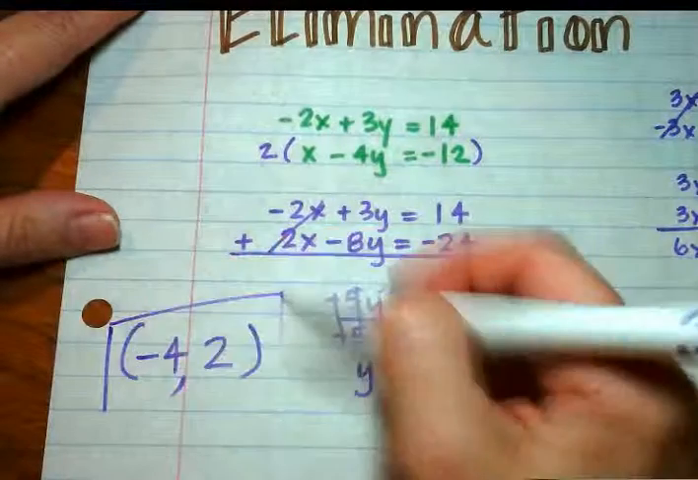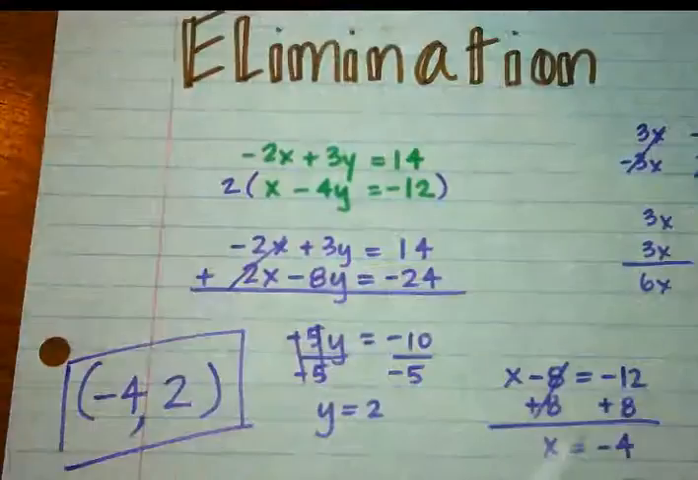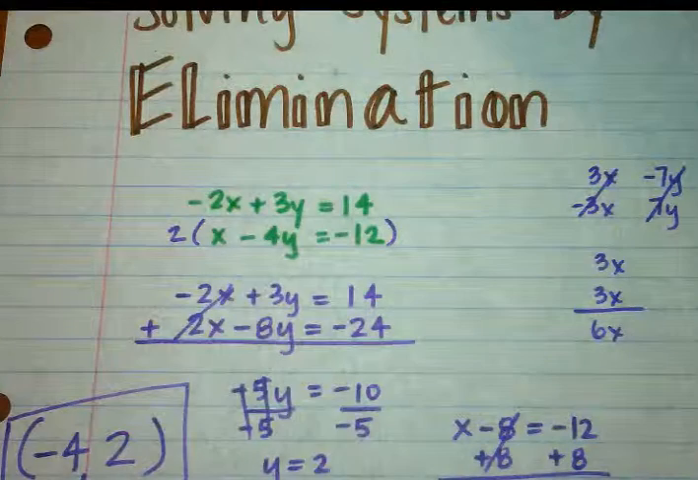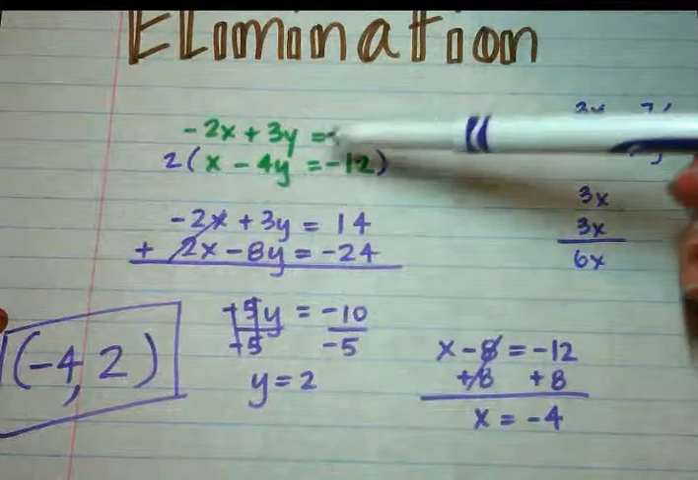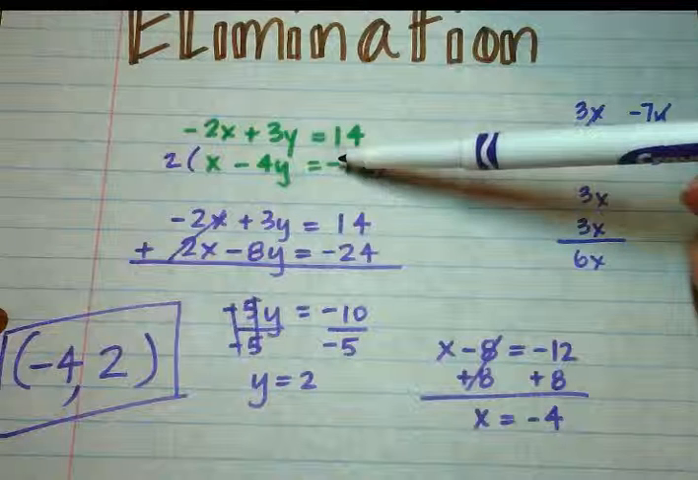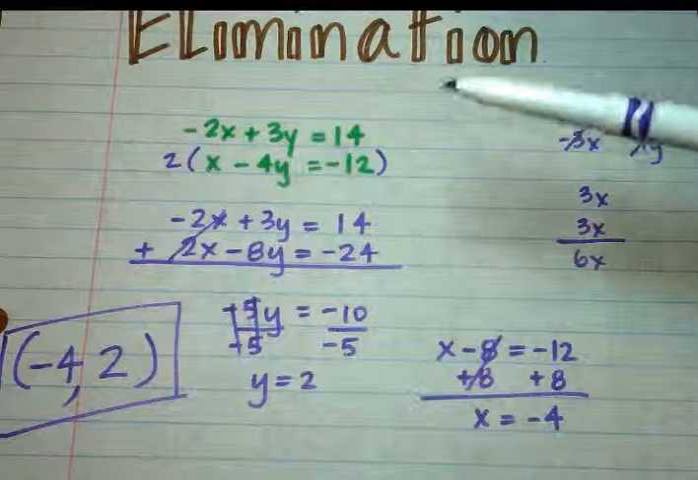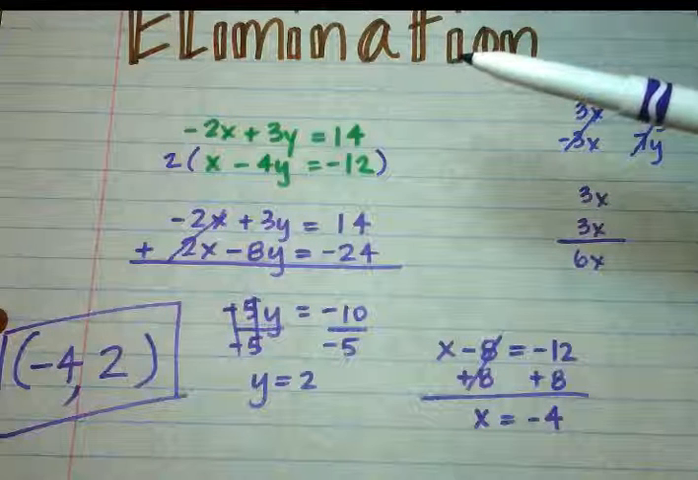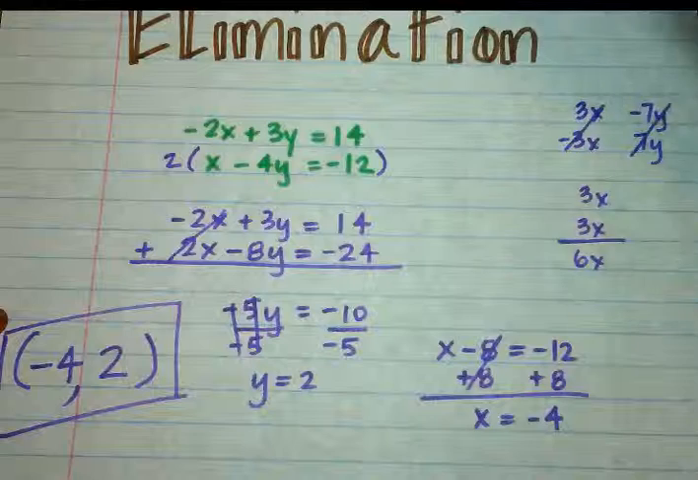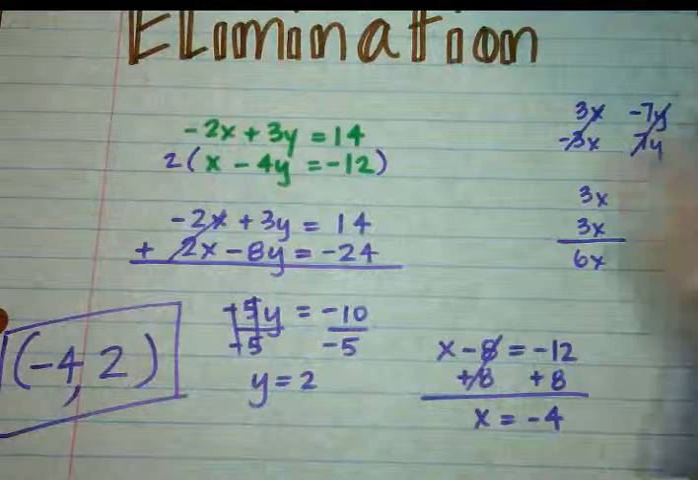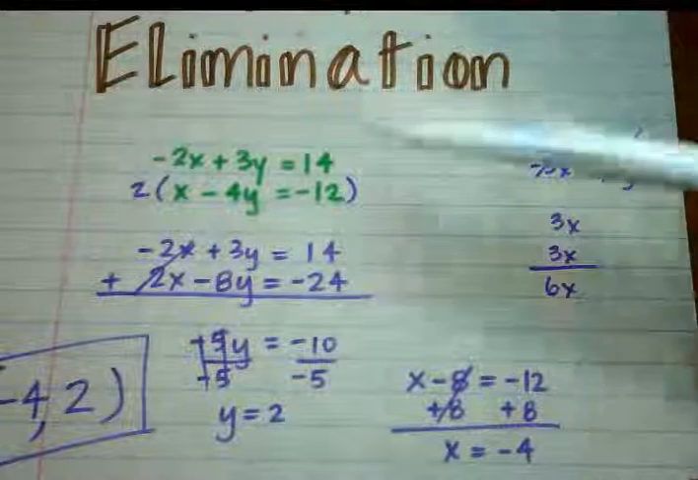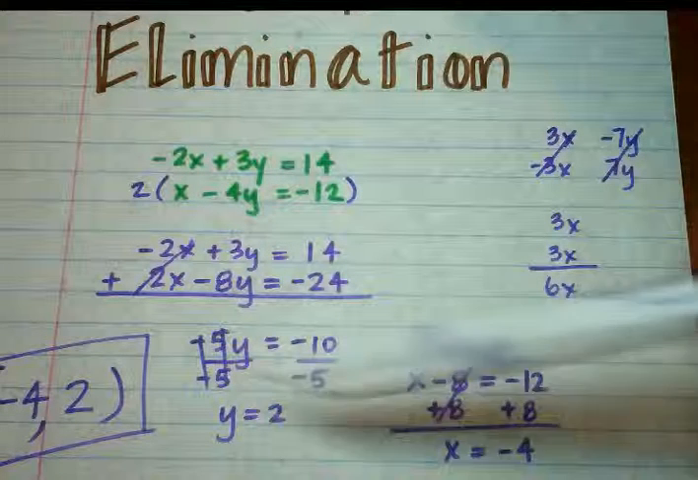So I know that this is the point where these two lines meet. And that's called elimination. Sometimes you may need to multiply both lines by a number to get something to cancel. And sometimes you won't need to multiply at all. It will just cancel from the beginning. But the goal is to get one of the variables to cancel, which is why it's called elimination. You're trying to eliminate one of the variables so you can solve.